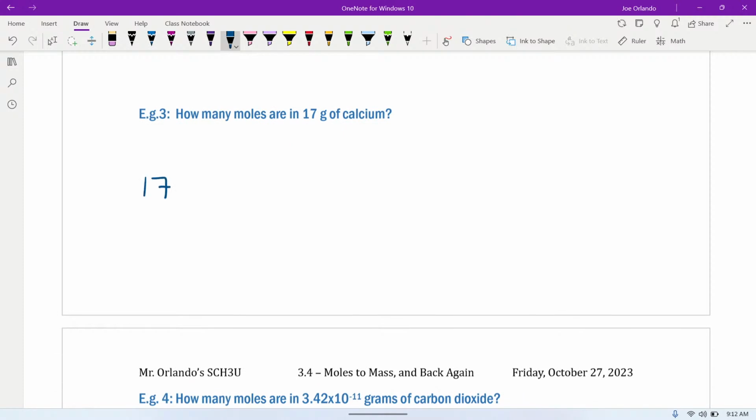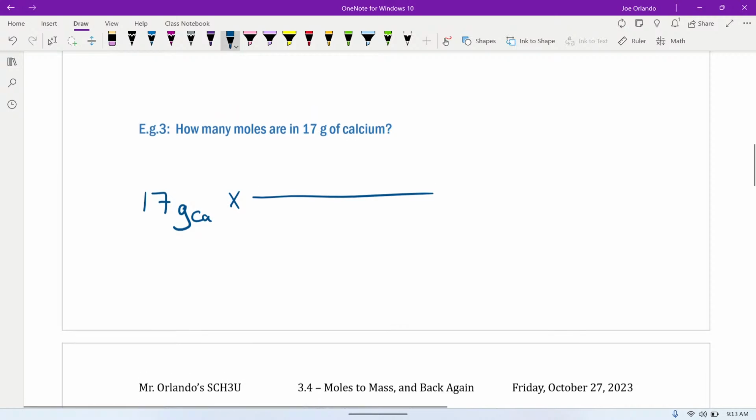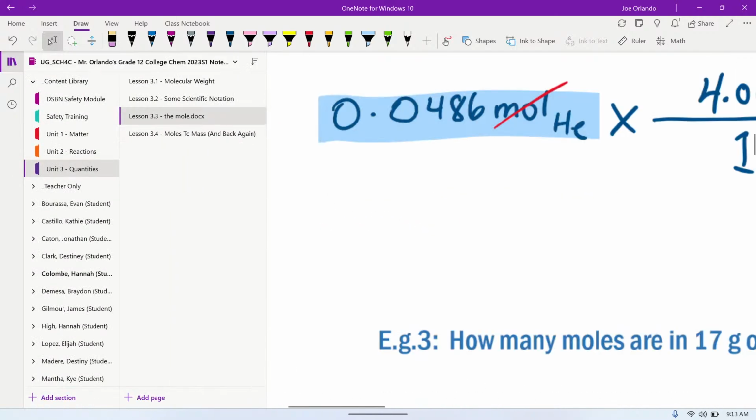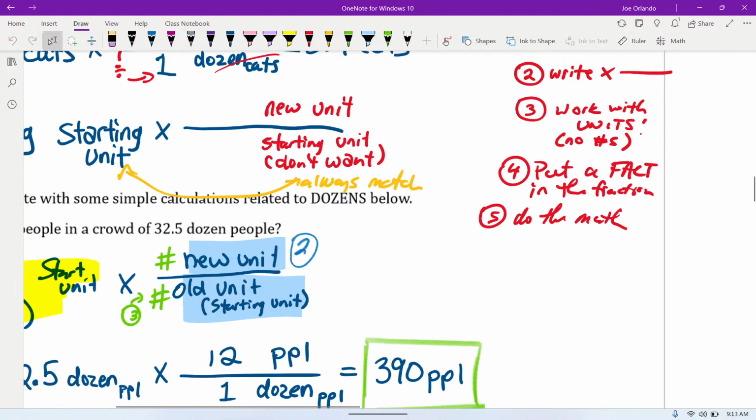So we start just by writing, what's the number? 17. What's the unit? Grams. And you could go with just this, but my advice is always, don't just say grams, tell me what it is. So we're going to say 17 grams of calcium. And then we're going to multiply it by a fraction. And then we're not going to think about numbers. No numbers for a second. Because the next thing in the system is that we don't think about numbers.